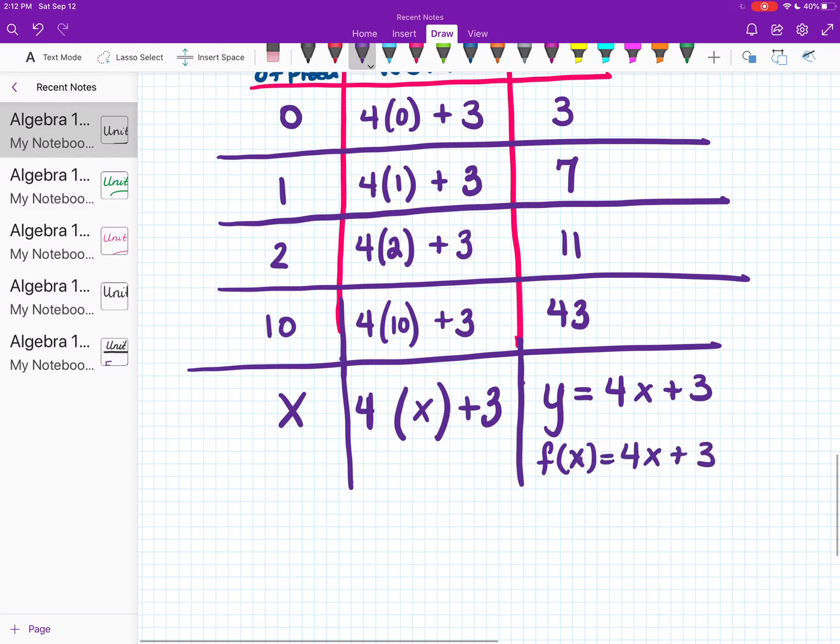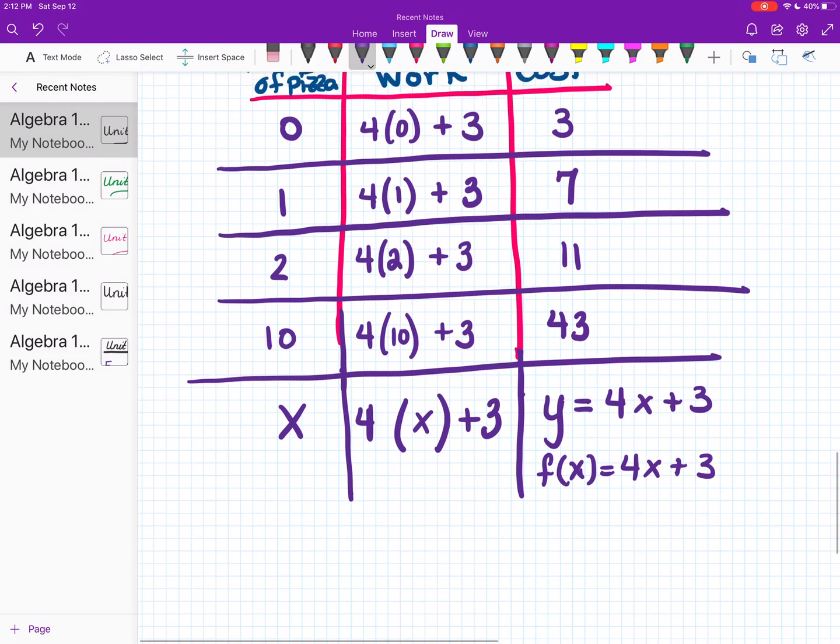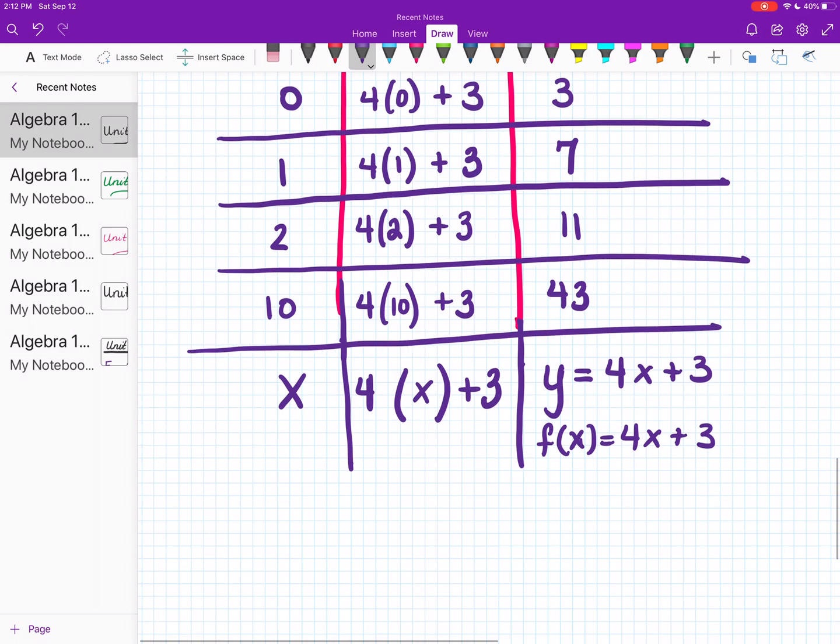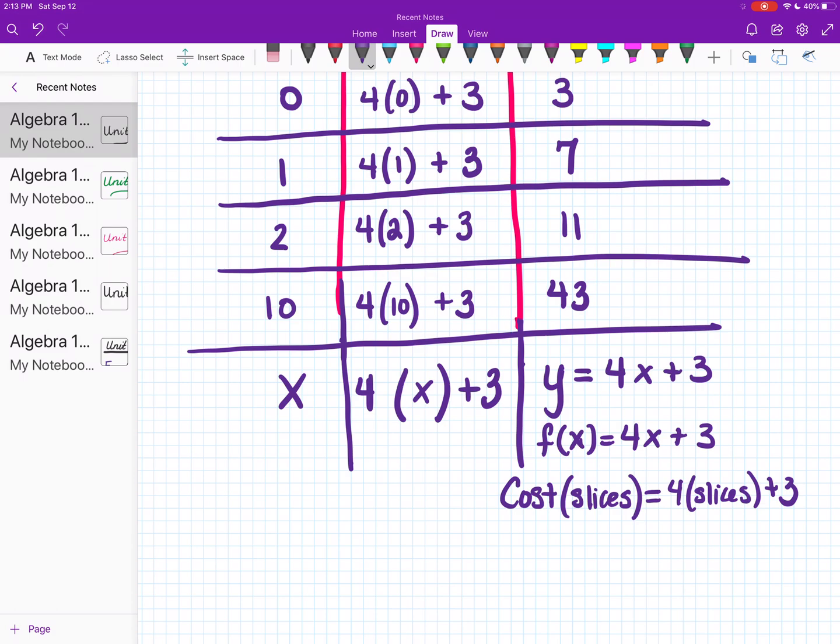Well, that's a mathematical function. You could also write it, let's see if I can do this right, as cost is a function of slices of pizza. And that's going to be 4 times slices plus 3. So that's like the more real life way of writing that function. Cost is a function of the number of slices of pizza you eat. So tonight for homework, you're going to try some of this on your own.